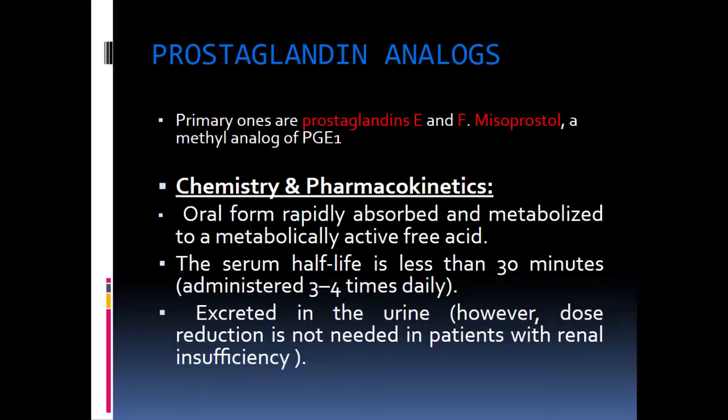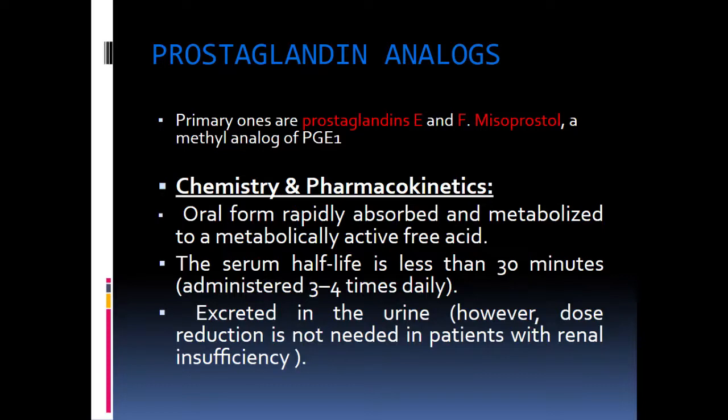So what will happen if the serum half-life is too short? If the serum half-life is short, what will be the drawback of the medication? Yes, multiple doses are required to maintain the level within the GI tract. So at least 3 to 4 times daily administration is required. Very good. It is excreted in urine.